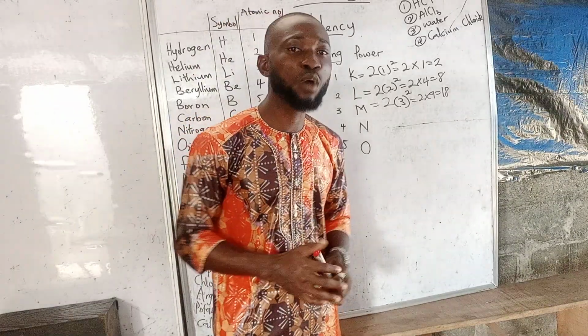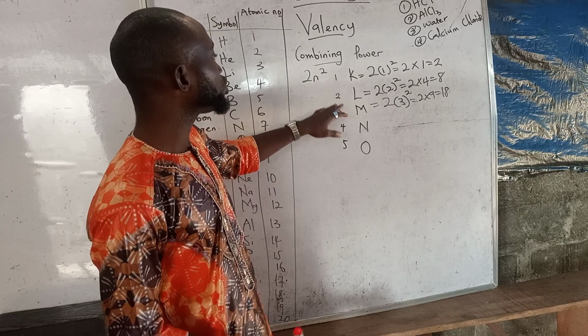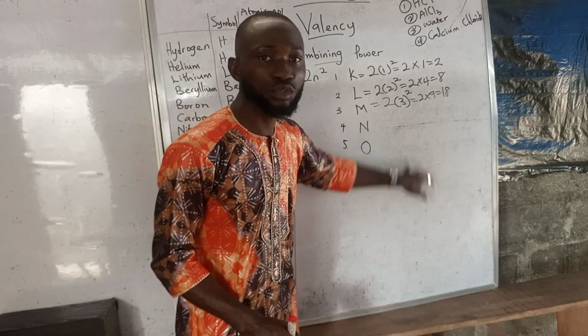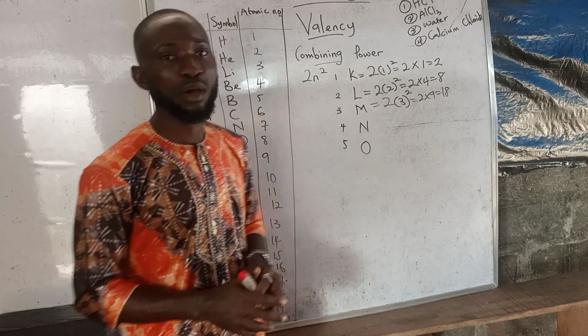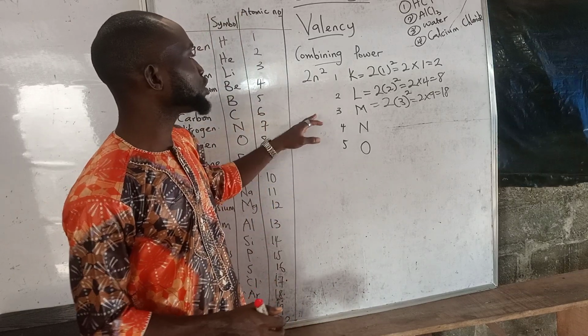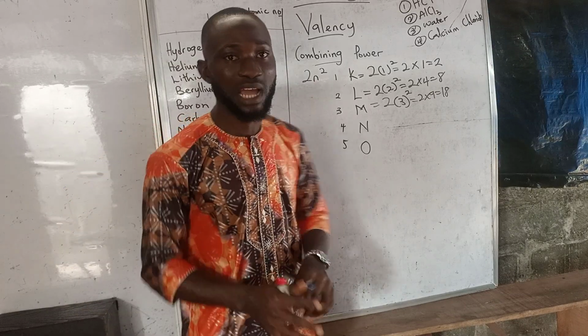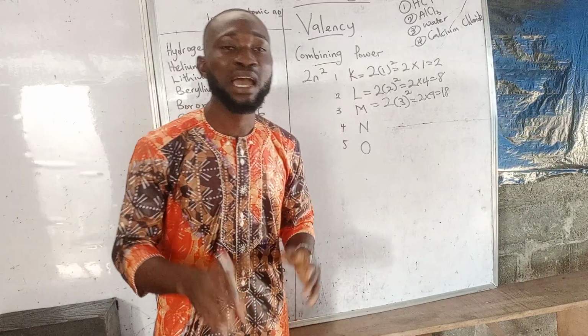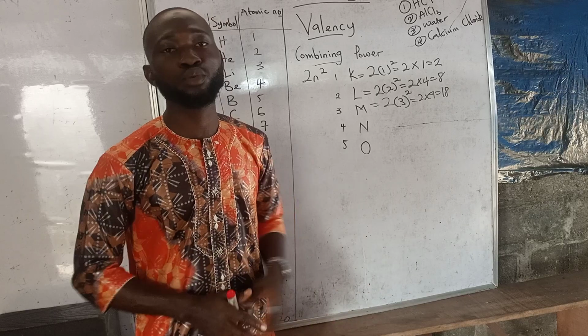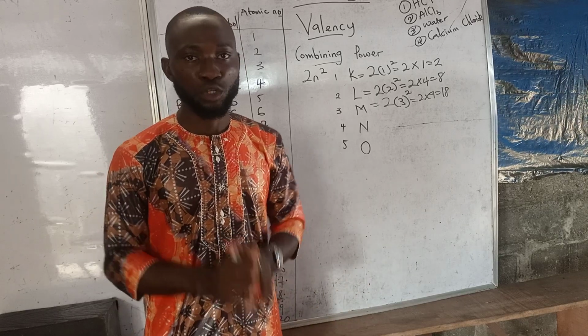But for what we have here, I have told you that we will need the knowledge of shell notation for electronic configuration. And the other knowledge that we will be needing is the knowledge of valency. Now, I've told you that the atomic number also represents their proton number, and if they are neutral, it also represents their electron number.